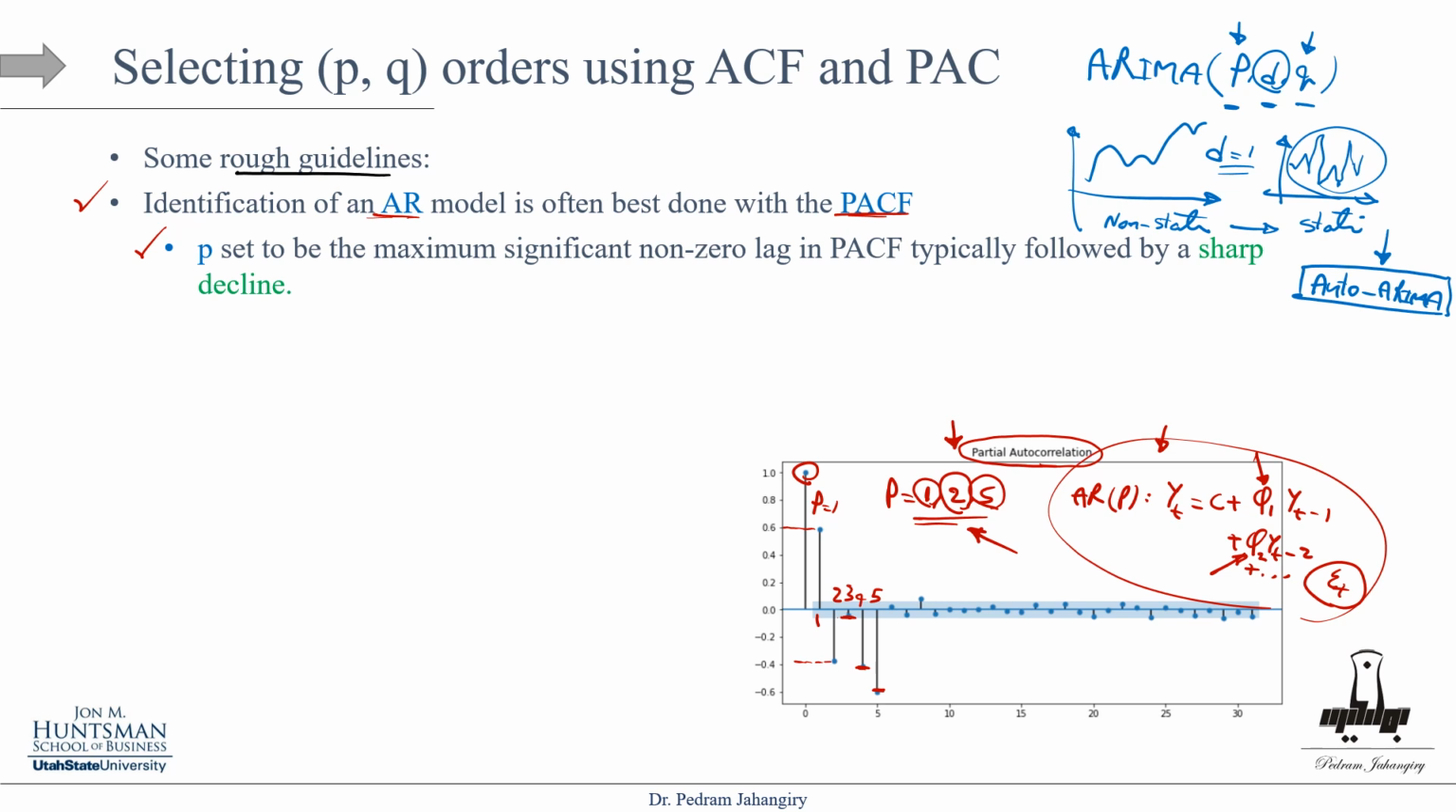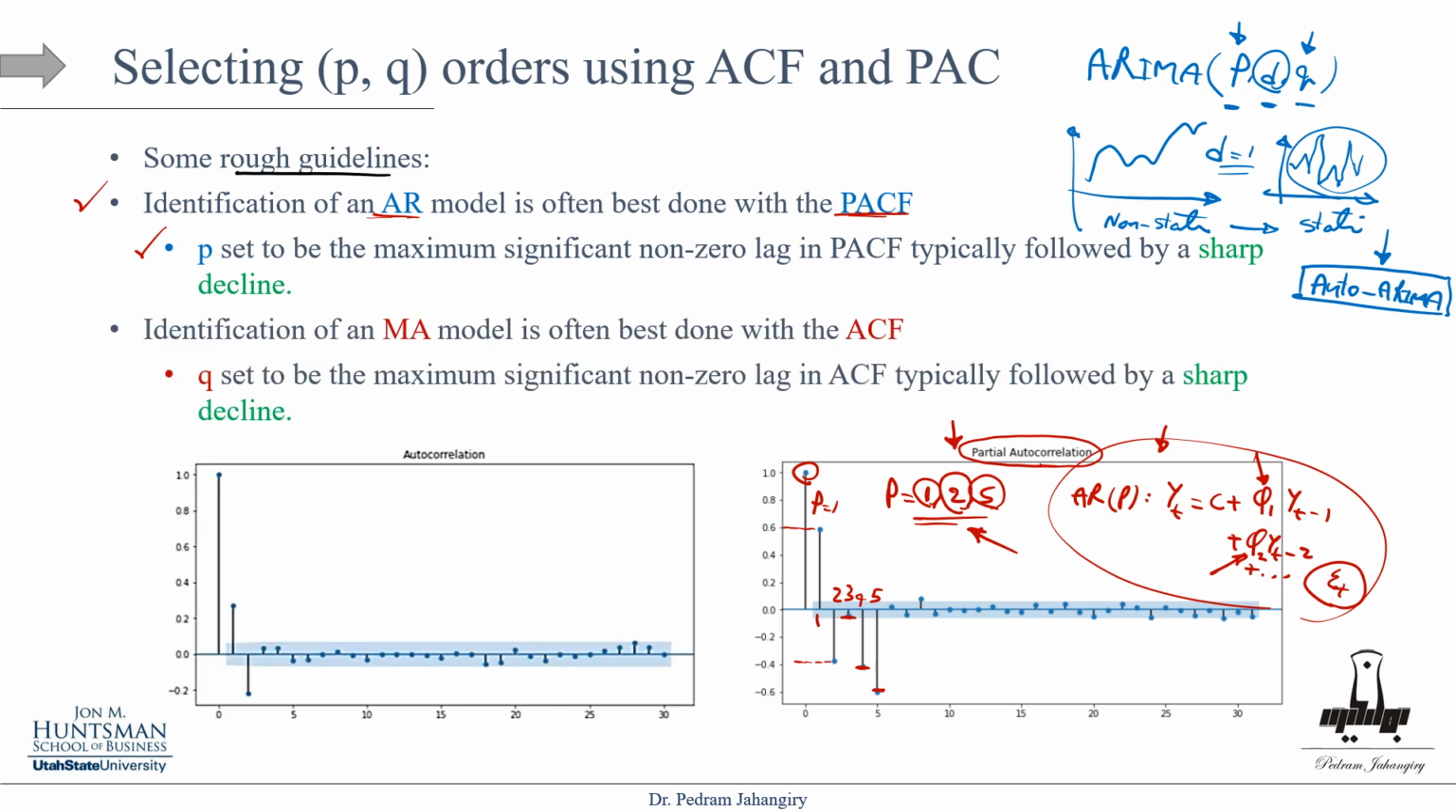We have the same rule of thumb for the MA component. For MA components we use ACF, autocorrelation, not the PACF, and the same technique. Q is said to be the maximum significant non-zero lag in ACF followed by a sharp decline. Again, ignore the first one. Then what are the good candidates for Q? From 1 to 2, I don't see a sharp decline. But from 2 to 3 there's a clear sharp decline. So you can think of 1 and 2, but I would lean toward 2, because there's a sharp decline after 2.